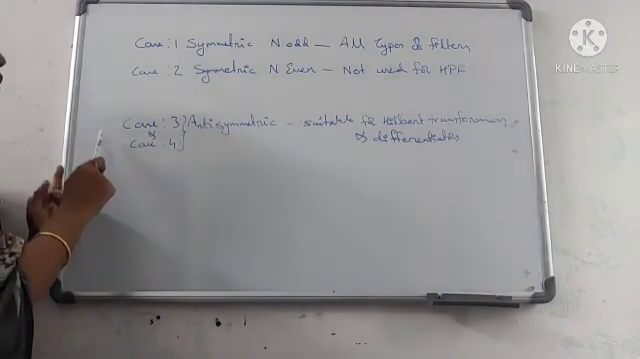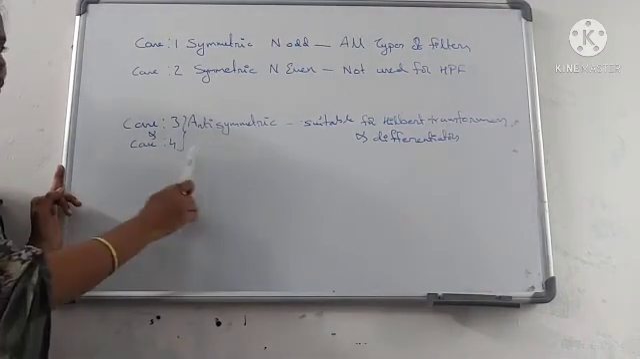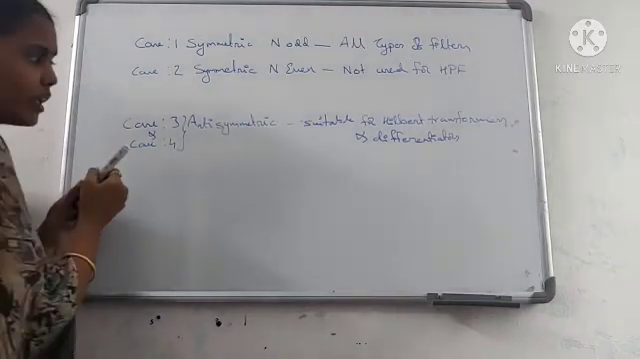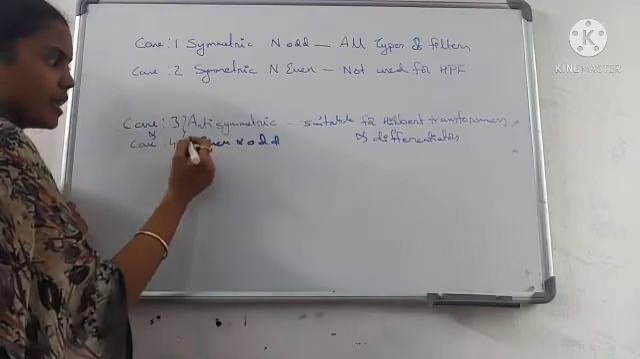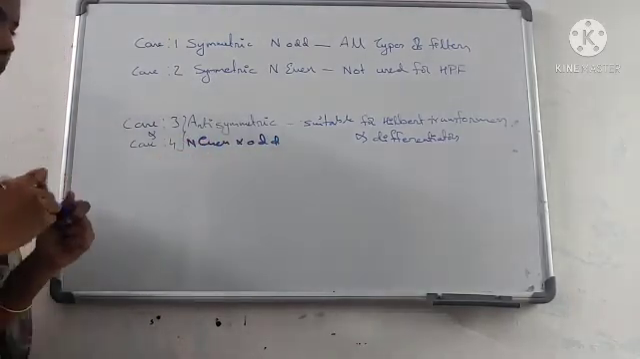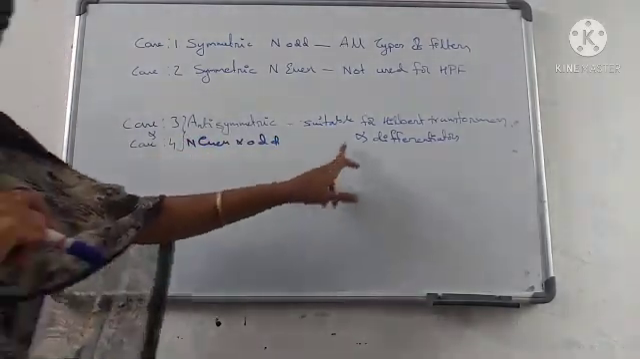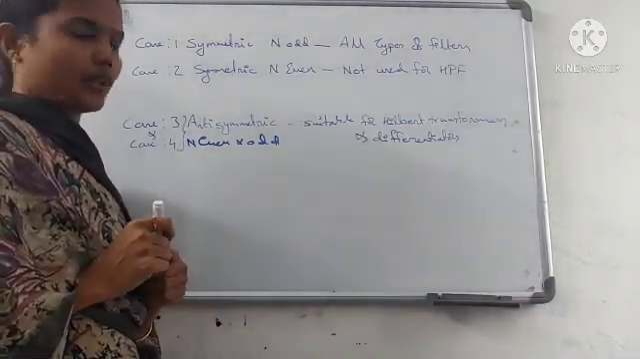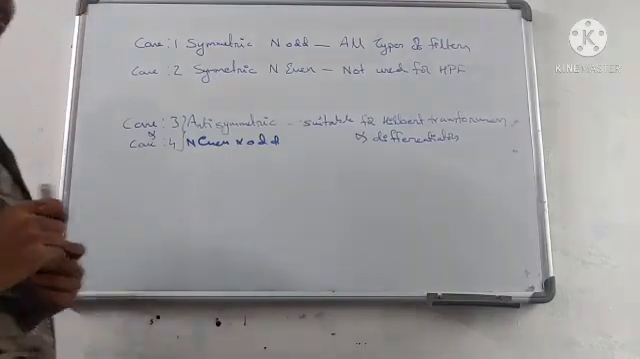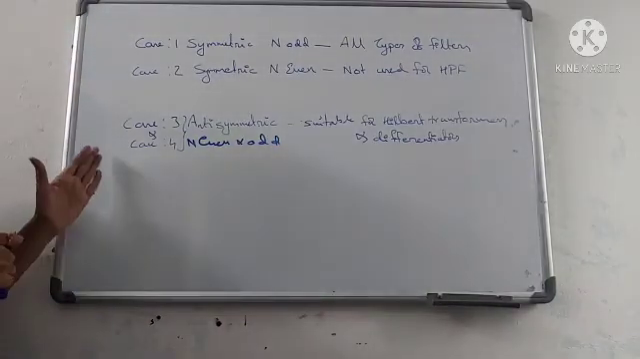Now cases 3 and 4, those are antisymmetric, when n is even and odd. These are more suitable for Hilbert transform and differentiator type of filters. So this is the conclusion of the four different types of cases.